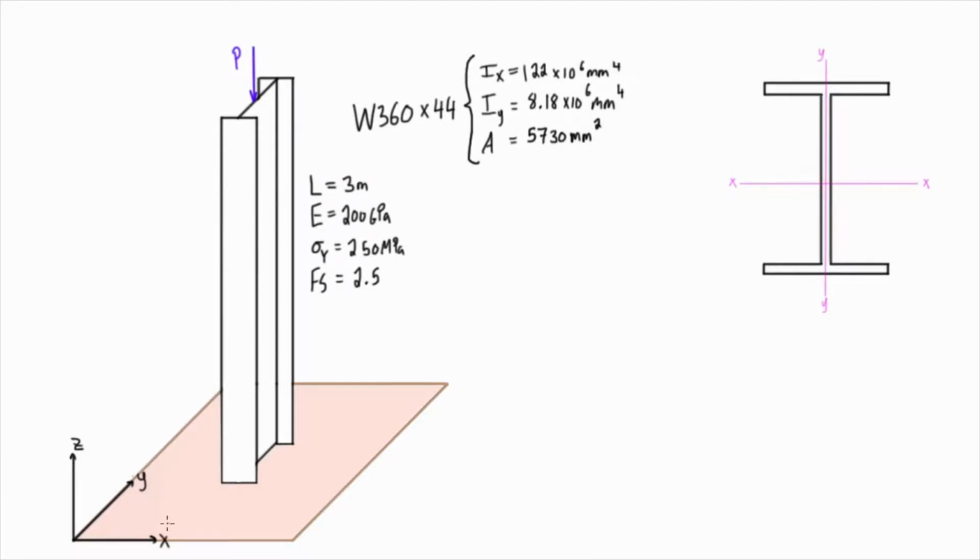And it can also buckle in the XZ plane, so basically going kind of into the page that way or out of the page this way. No matter which way we look at it, both of those are considered to be fixed and free. So we are going to use the effective length of 2L for both of our calculations. So let's maybe put this here. We have LE is going to be equal to 2L. So the effective length that we're dealing with is 6 meters.